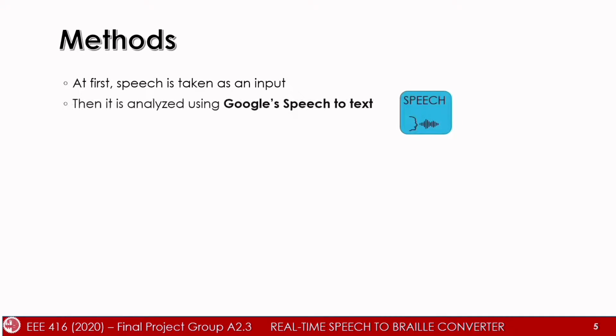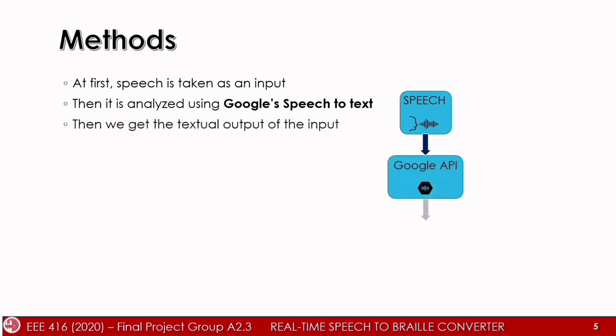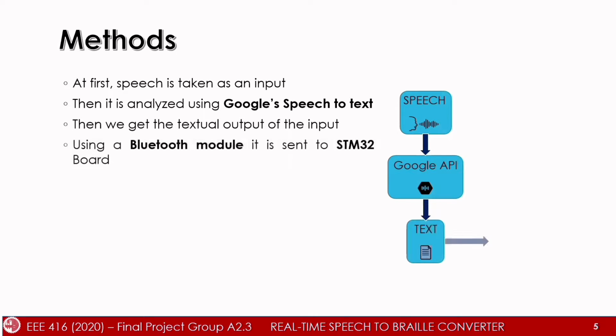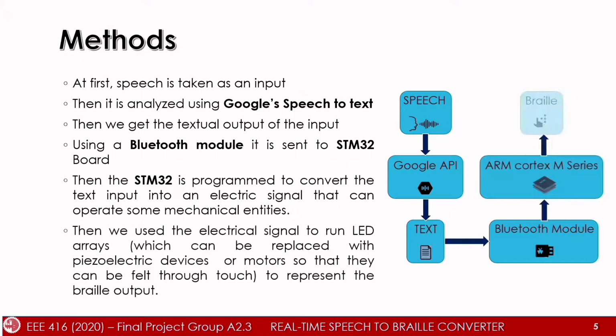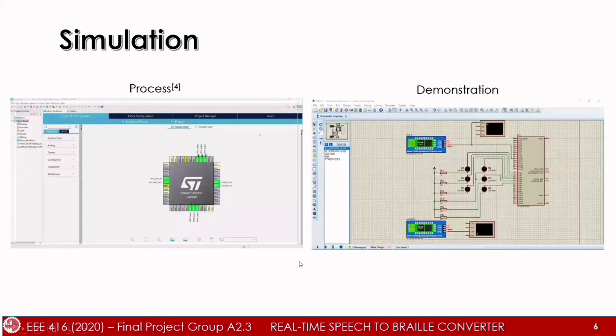Speech is taken as an input, which is analyzed using speech to text to get the textual output. Using a Bluetooth module, it is sent to the STM32 board, which is programmed to convert it into an electrical signal to operate some mechanical entities. The electrical signal is used to run LEDs that represent the Braille output. Here is our simulation and experimental demonstration.